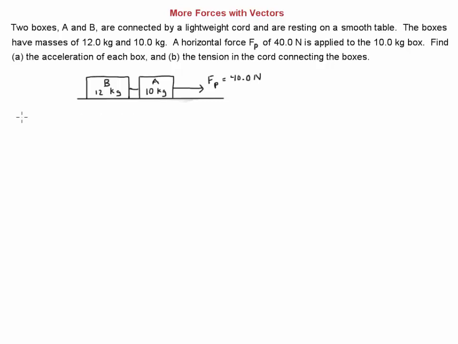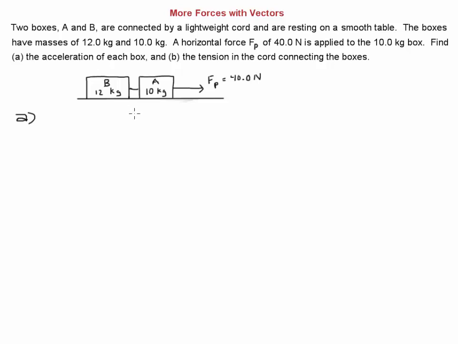So let's start off with A. When we do one of these and we've got multiple objects that are connected together like this, one of the things we can do is assume that if they're connected by a cord like this, they are experiencing the same acceleration because they're moving together, which means we can treat both of these boxes as a single object. We can do this because we can consider our system to be both boxes. A system is just a way you decide how to group the objects in your problem.